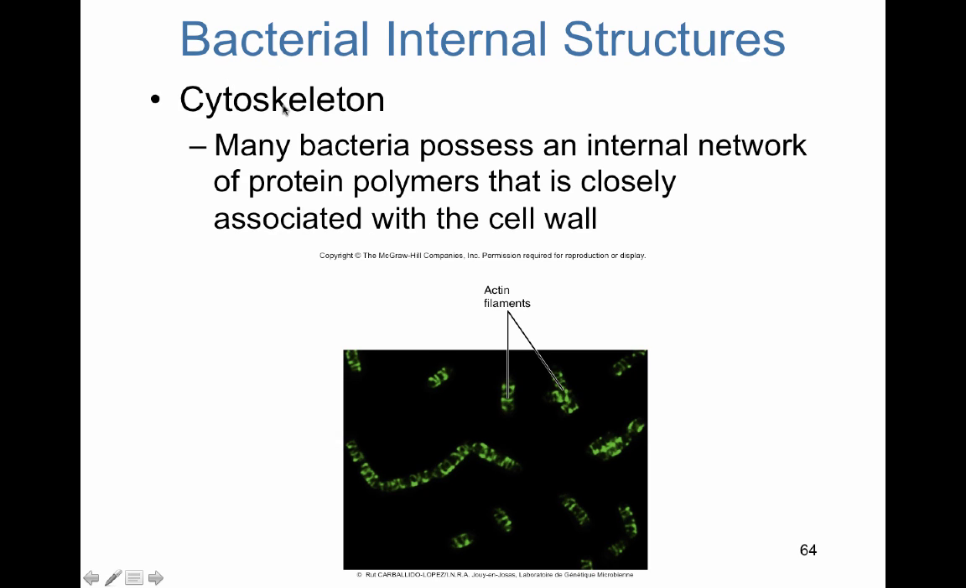Also, another very important internal structure, which you can think of as a scaffolding, is the cytoskeleton. This is an internal network made up of protein polymers. It's closely associated with the cell wall, so again, this provides structure. You can think of it also as a little molecular highway that proteins can travel along to transport nutrients throughout the cell.